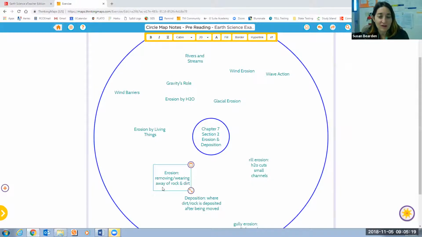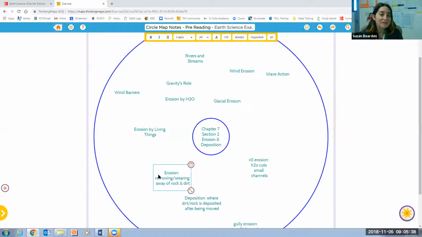Removing, wearing away of rock and dirt. See, I'll put it in my own words because I had a little bit of prior knowledge. I'd seen that word before, especially being a California resident. Like, we know about rain and erosion, right? Most of us do. All right, so I just kind of put it in my own words.